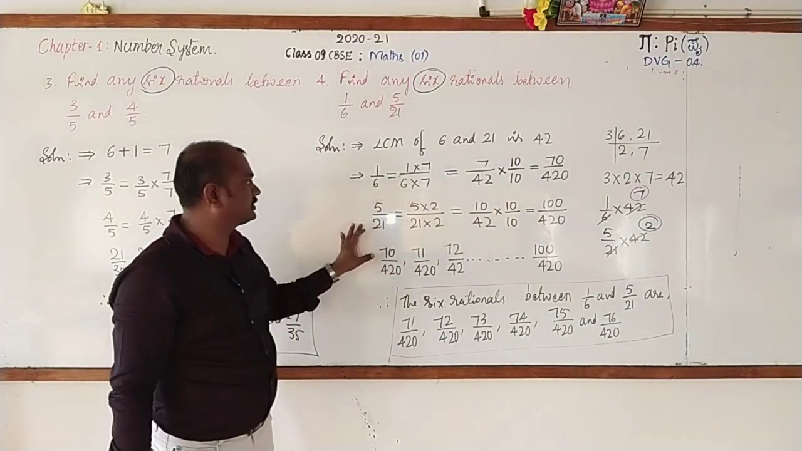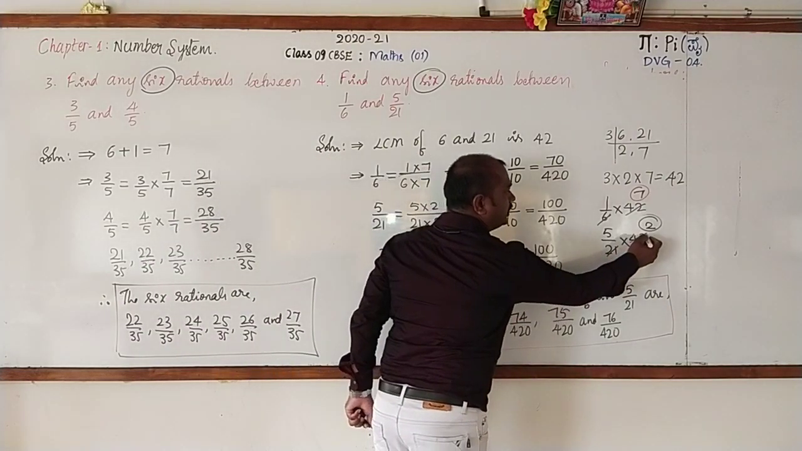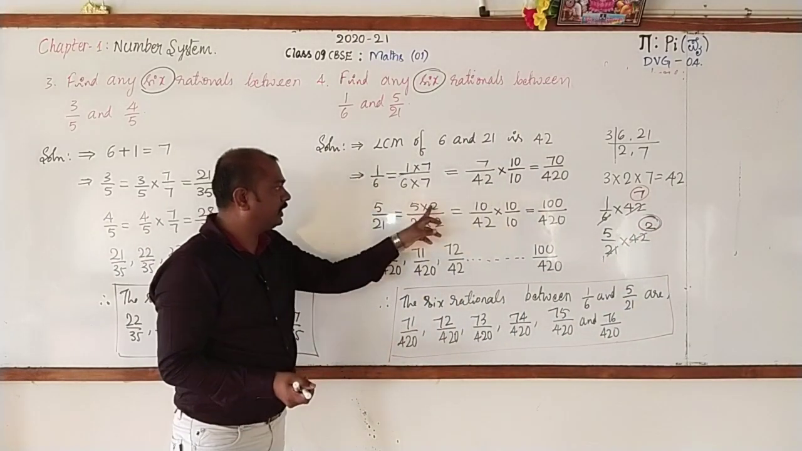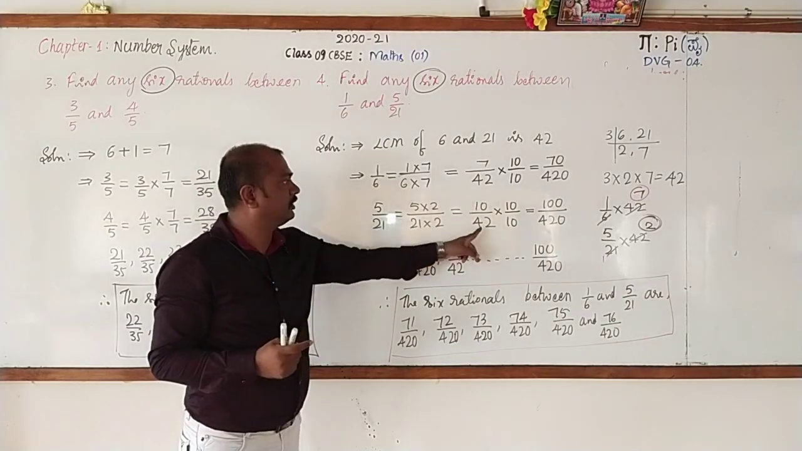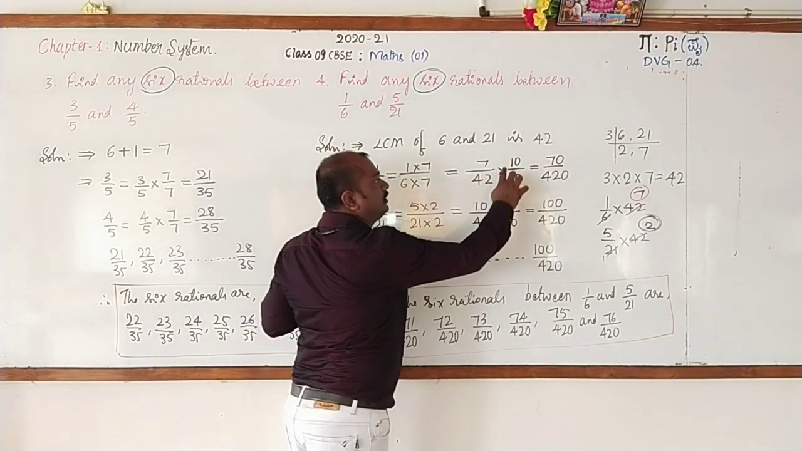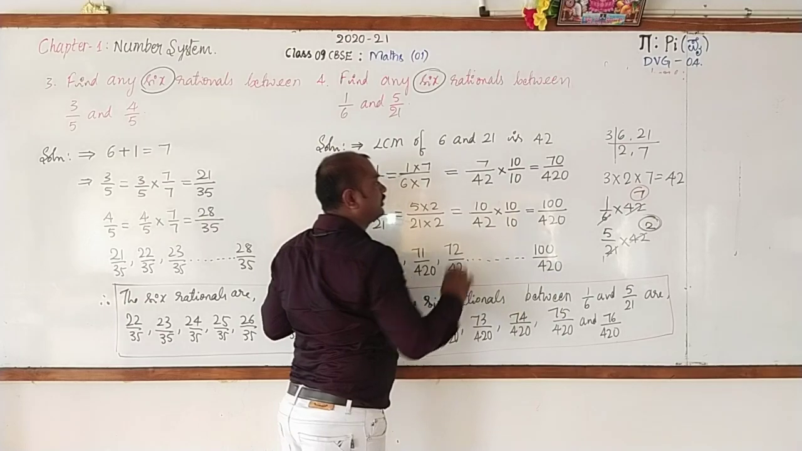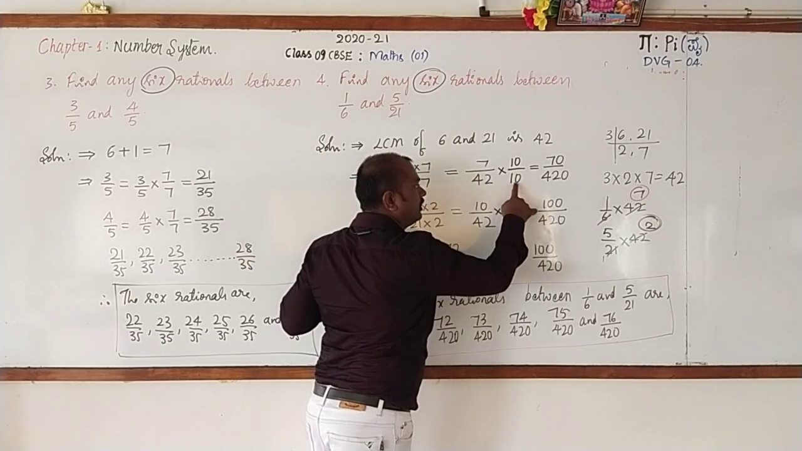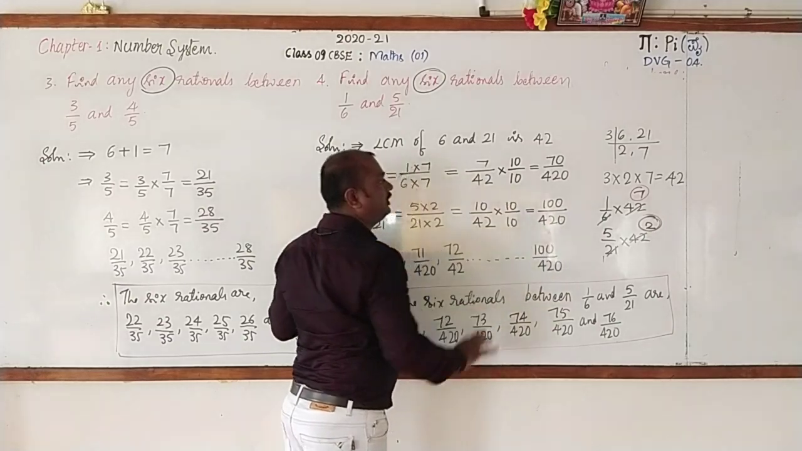Then go for writing second one, 5 by 21. That is equal to, again, 5 by 21 into 42. Then 21 ones are 21, 21 twos are 42. Multiply 2 to the numerator and denominator. Now 5 twos are 10, 21 twos are 42. Between these two only 2 are available. Hence, you go for multiplying 10 to the numerator and denominator in both the fractions. 7 tens are 70, 42 tens are 420. 10 tens are 100, 42 tens are 420.